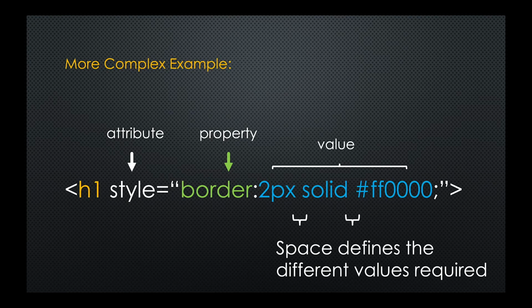A more complex example will be properties that require multiple values. For example, borders. If I want to establish a border for a heading, I establish the property border followed by the colon, and the value is divided into 3 sections. The first one establishes how thick the border is going to be. Then I type a space. Then I describe the type of line that I'm going to use, followed by a space, and then the color of the line.